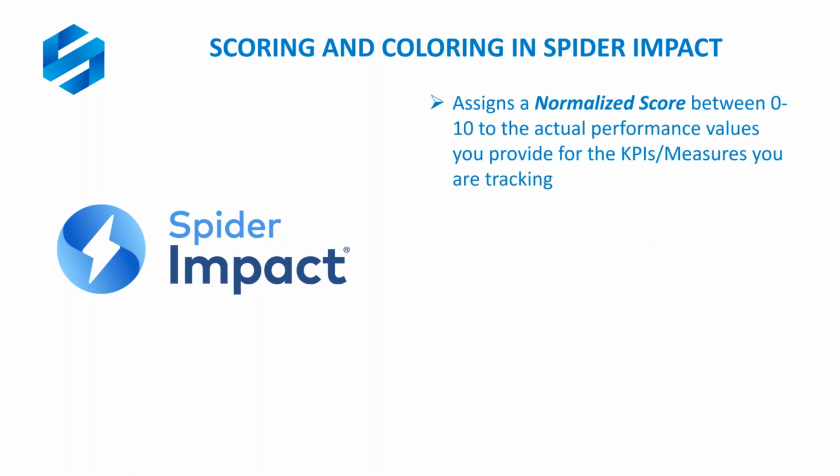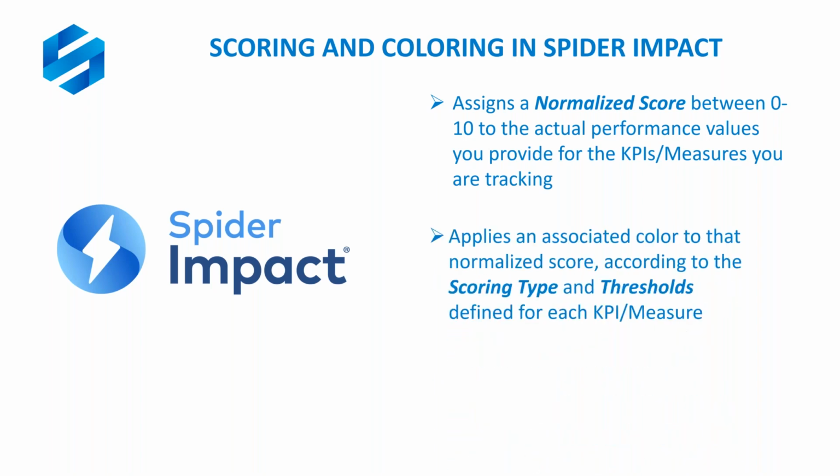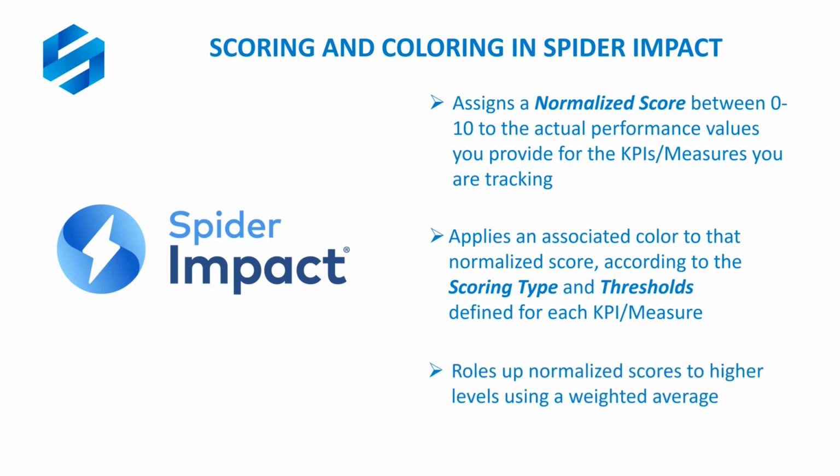So one thing that Spider Impact does is it assigns a normalized score between 0 and 10 to any and all actual performance values that you provide for the KPIs and measures that you are tracking. Secondly, Spider Impact applies an associated color to that defined normalized 0 to 10 score according to the scoring type and the thresholds that you've defined for each of those unique KPIs and measures. And lastly, Spider Impact rolls up the normalized scores to higher levels using a weighted average.